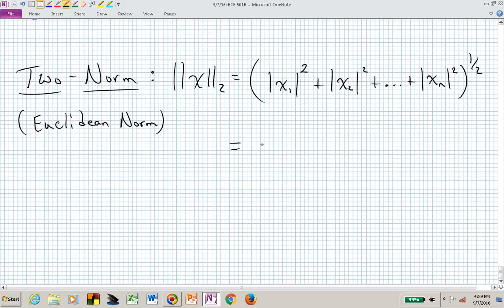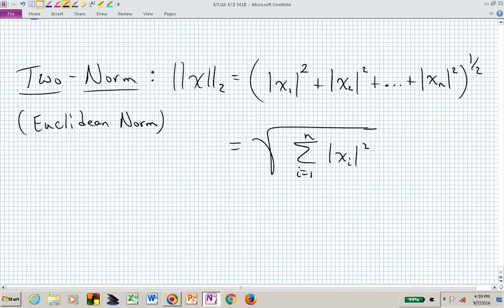And if we wanted to, we could label that as the square root of the sum from i equals 1 to n of x sub i squared. Another way of denoting what the 2 norm is. Do you see what the 3 norm would be? We take the magnitude, cube it, sum those cubes, and then take the cube root.